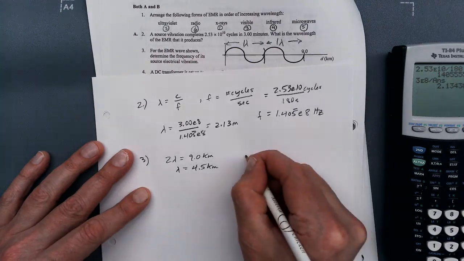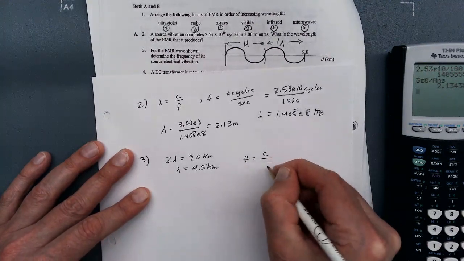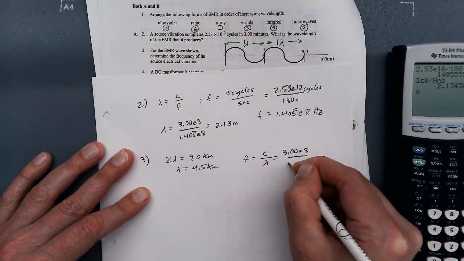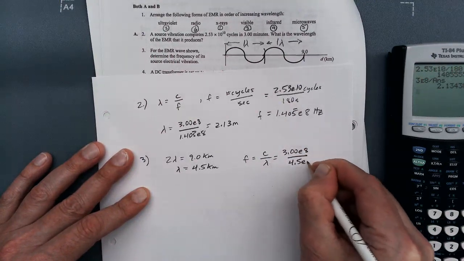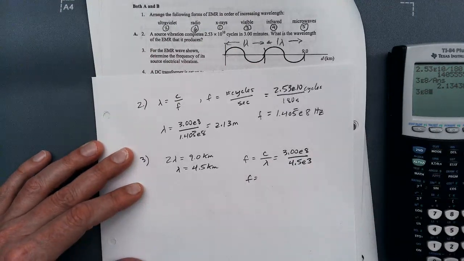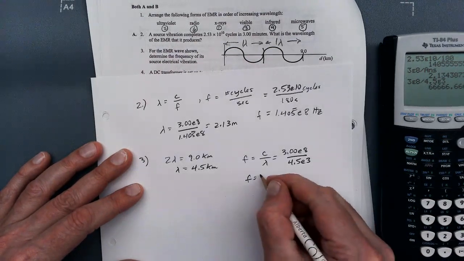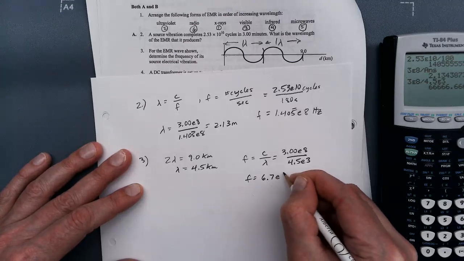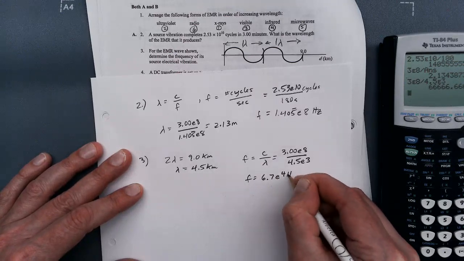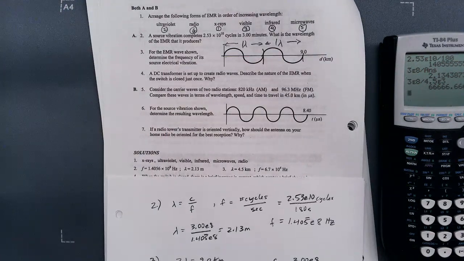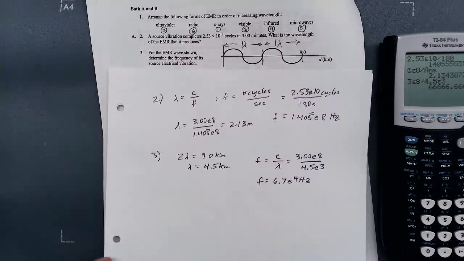Now the frequency is going to be the speed over the wavelength. So 3 times 10 to the 8 divided by 4.5 E3. Convert that to meters, please. All right, I'm looking at 6.7 E4. Okay, and of course you can check your work down here if you need to. It's a good idea.